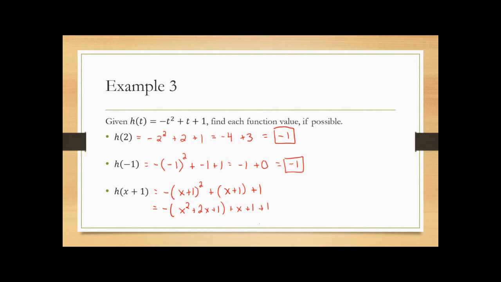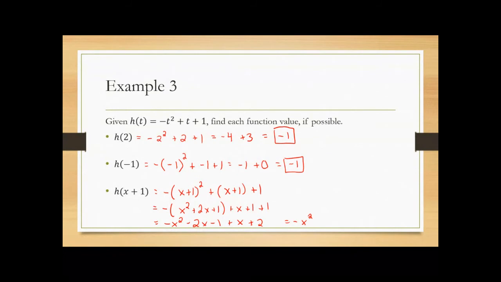Now I need to distribute my negative sign. So I get negative x squared, negative 2x, negative 1, plus x. And then I'm going to add the 1 plus 1, so that gives me 2. And now I am going to move to the right because I'm running out of room here. So now I want to combine my like terms. So I have a negative x squared.